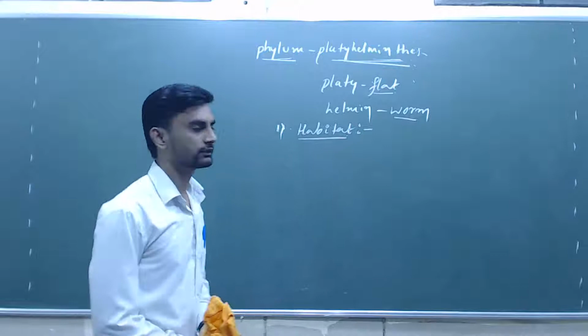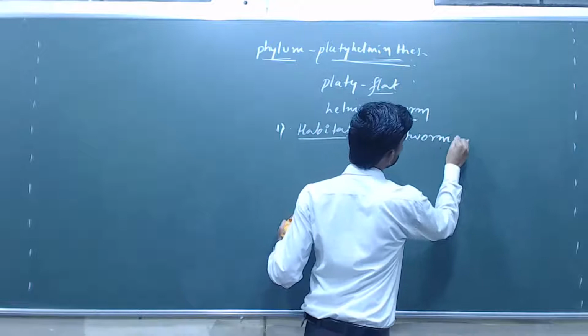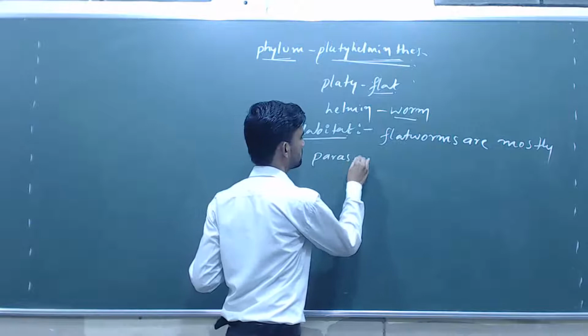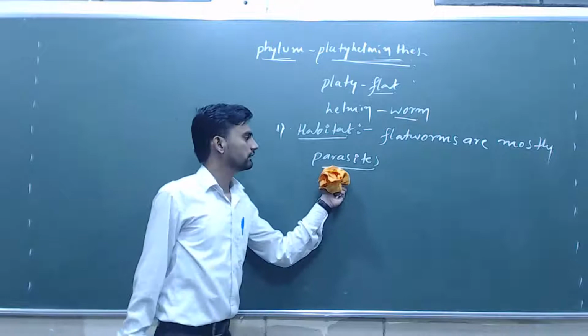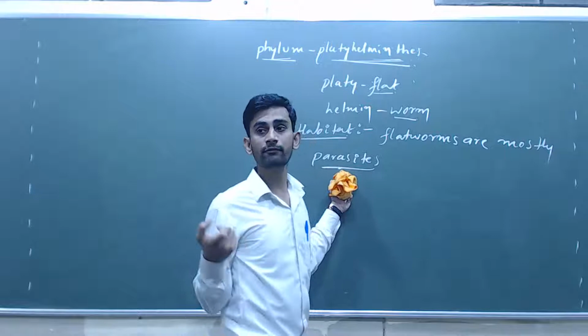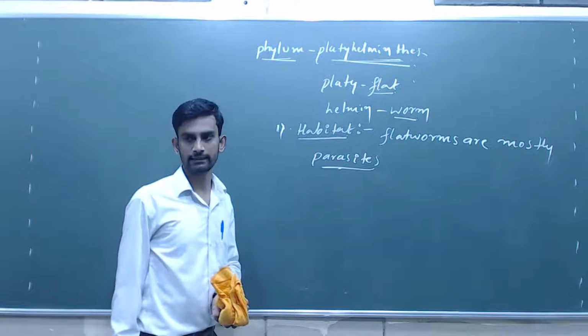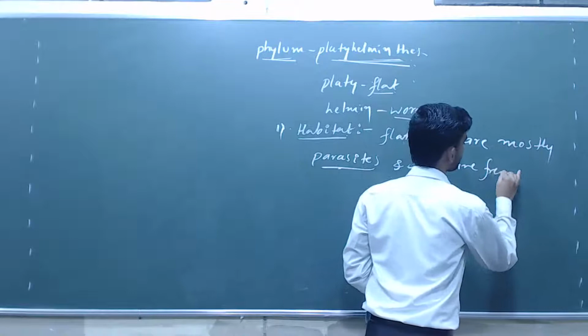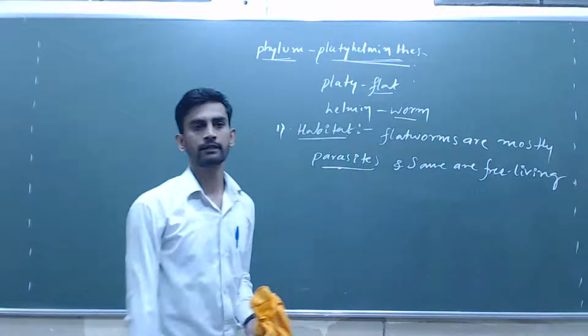Flatworms. The majority of flatworms are parasites. As you already know, what is meant by parasites? The organism which lives in another organism for its nutrition. This type of organism is called a parasite. So these are mostly parasites, and some are free living.